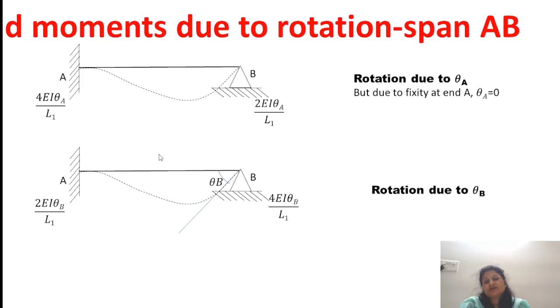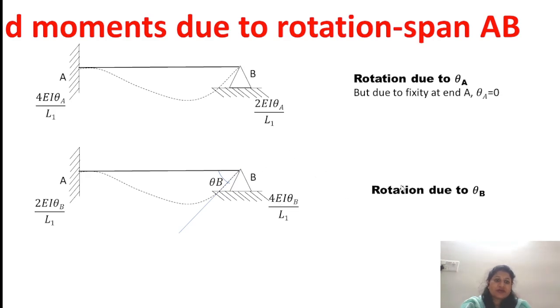It means we are analyzing the beam one end at a time. First of all, we are releasing A and we fix B. Then after we are releasing B and we fix A, and at the end which we are going to release, the moment at that joint is 4EI theta A upon L1. So in the first case, we are releasing A. Therefore, at joint A it is 4EI theta A upon L1, and at point B it is half of that, 2EI theta A upon L1.